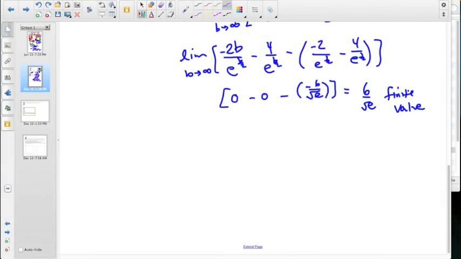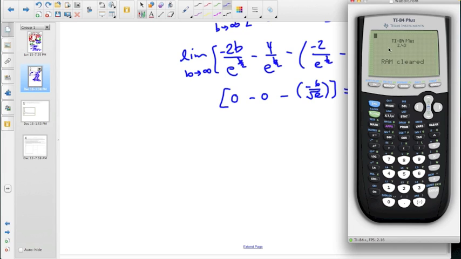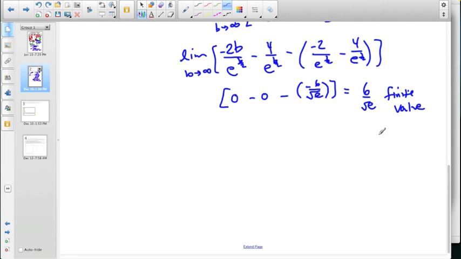There we go. And so we take 6 divided by the square root of e, and we actually do have e here, so I'll put e right in there. Don't need to know the value. And 6 divided by the square root of e is about 3.639. So approximately 3.639. So it's a finite value.